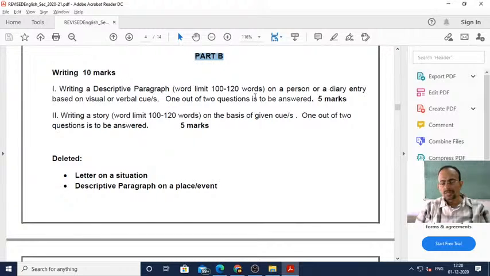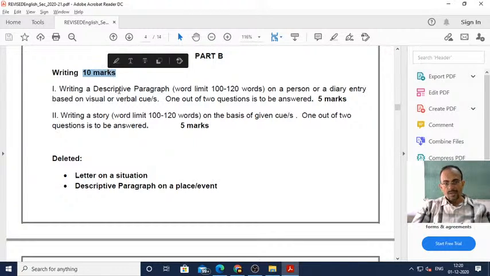Subjective type questions consist of 2 marks, 3 marks, 4 marks, 5 marks, in the context of English, starting from 2 and ending in 5 marks. Okay, so subjective type starts from writing task. See, writing is 10 marks. No, sorry, 10 marks in total. 5 marks is the descriptive paragraph or diary entry.